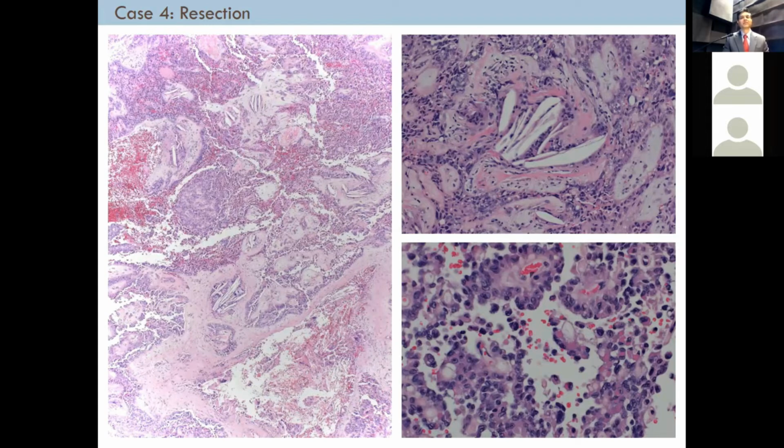As you can see over here, it shows the classical morphology characterized by the presence of these clefts with areas of hemorrhage, pseudopapillae with hyalinized fibrovascular cores, also some myxoid areas, and some degenerative changes like formation of these cholesterol clefts. And on high power, you can see the characteristic intracytoplasmic hyaline globules.